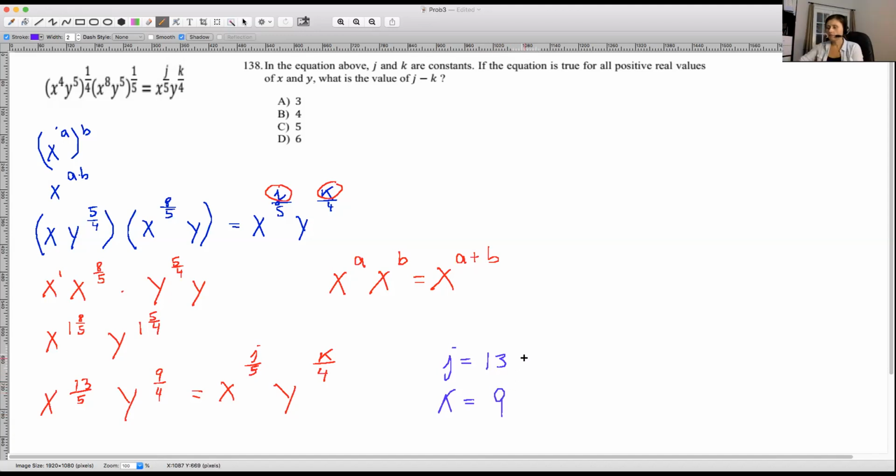So again, they are asking for not just j or k. They want you to take it further a little bit. They actually want to know the value of j minus k. So basically, it's going to be j minus k, or 13 minus 9.